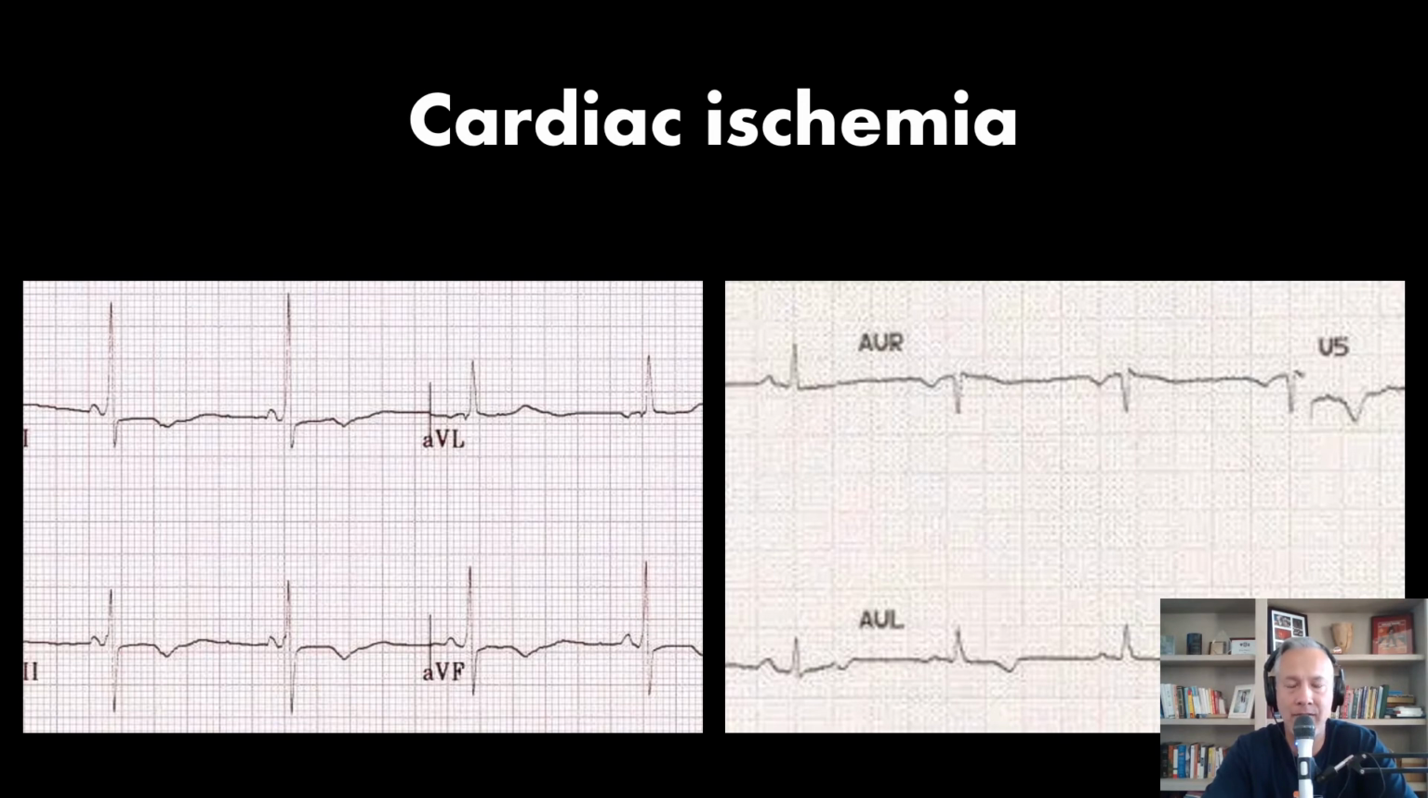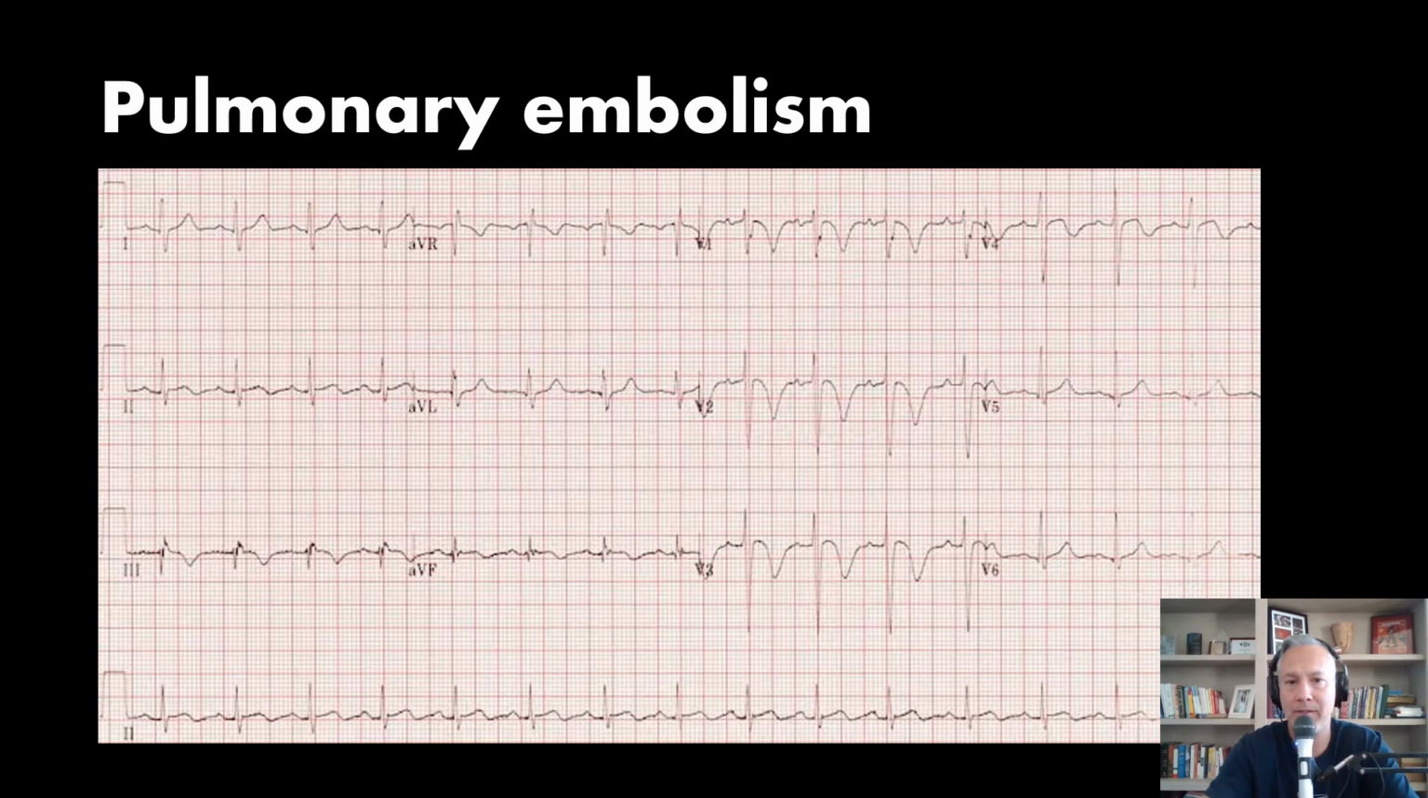Here are T waves of an ischemic nature, right? So we have some sort of occlusion in the vessel, the heart's angry, and we see it in a coronary anatomical distribution, right? So 2, 3 in AVF, or over here in our lateral leads, 1 and AVL. So those are cardiac ischemia T waves.